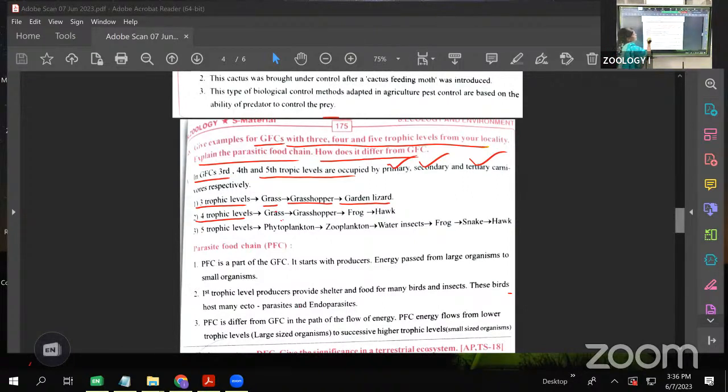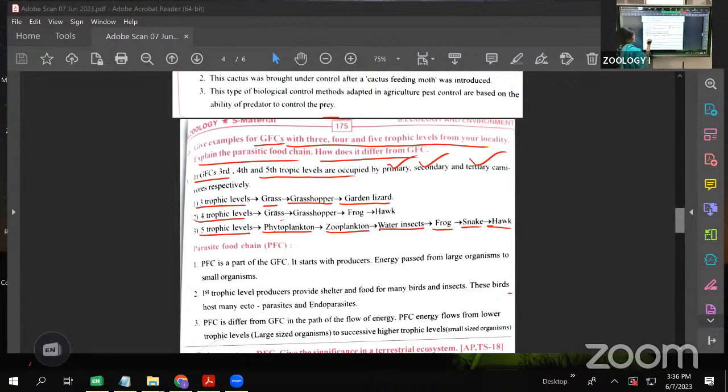Next one is called a 5 trophic level. These are the examples of the grazing food chain. The phytoplankton, on that zooplankton is depending, and on that the water insects, on that frog, snake, and hawk. Clear? These are the grazing food chain examples.